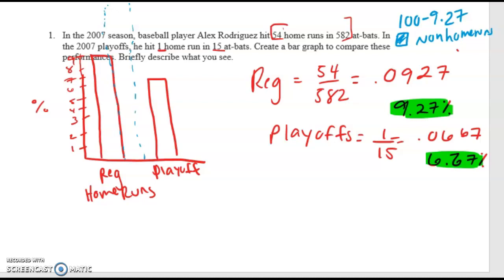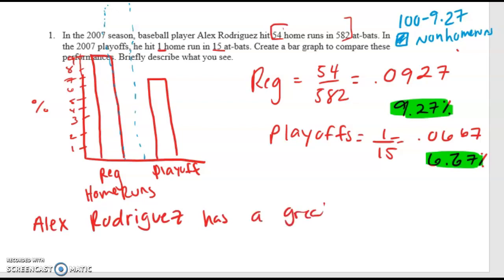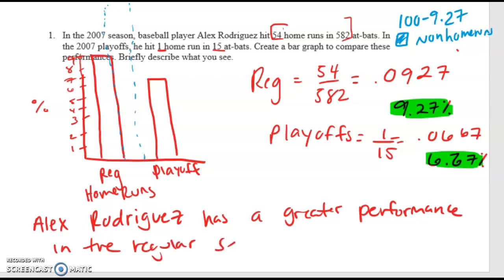Okay, and then it says briefly describe what you see. So I would just say something like Alex Rodriguez has a greater performance in the regular season. And the big thing here is I want to use the vocabulary of performance because I'm looking at his performances between the two. And I want to use this vocab because we know that performance is a key word for this unit.